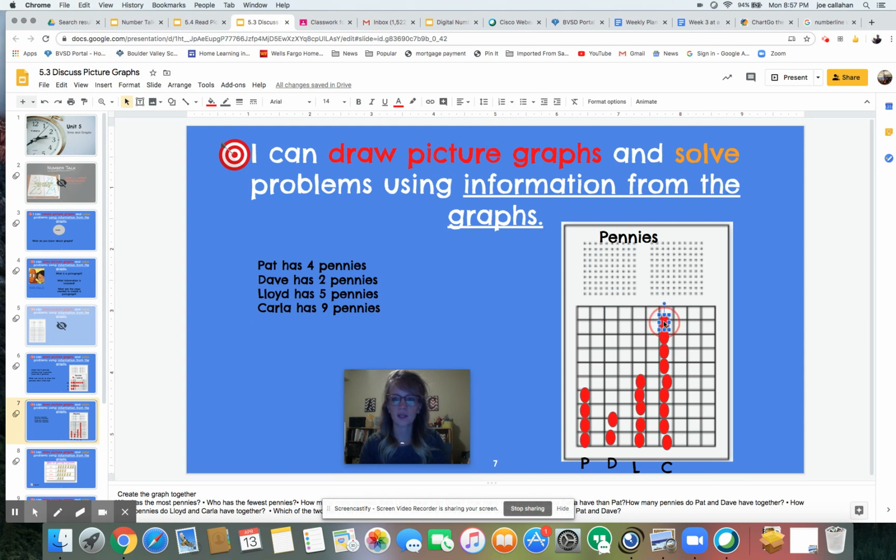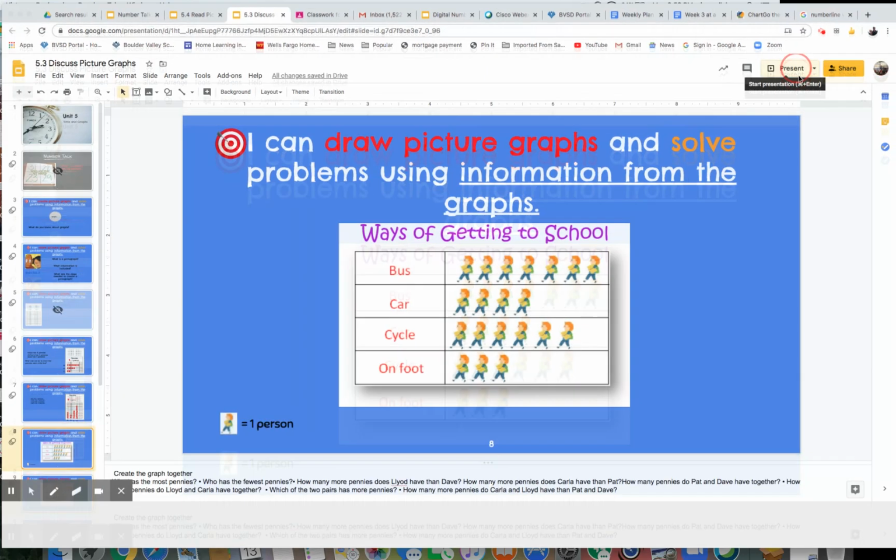We know that 1 of these red dots equals 1 penny. Again, now if you're talking about fruit, you might say that 1 banana equals 1 piece of fruit. If you are talking about people, you might say 1 stick figure equals 1 person. So it's really important that you read the keys carefully when you are reading the graphs. All right, now when the lines go this way, it's called a horizontal graph. When the lines are vertical like this one, it's called a vertical graph. Nicely done.